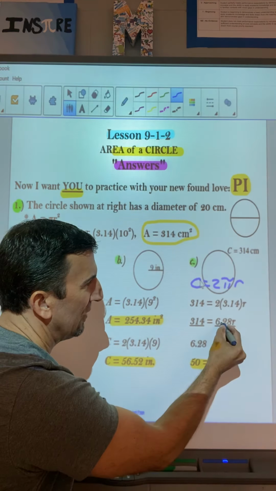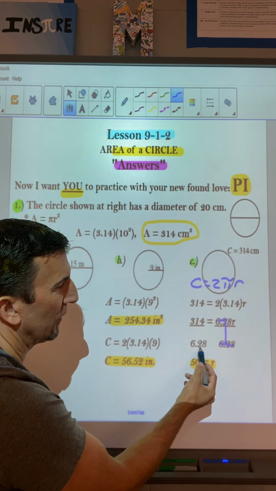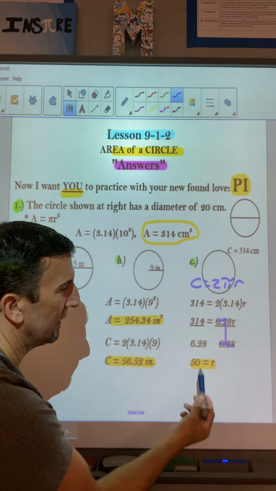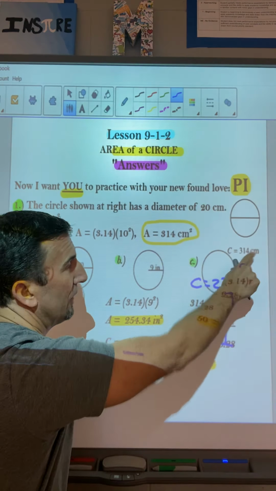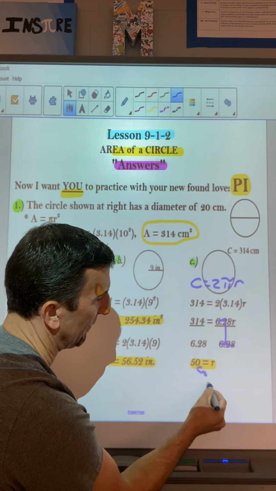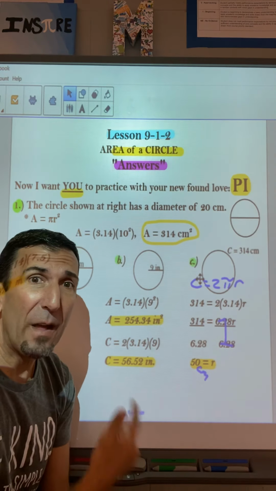So this is that giant 1. I have my r left. 314 divided by 6.28 is 50. So the radius is 50, and I should have my units, it should be centimeters. So 50 centimeters. So I hope that was successful.